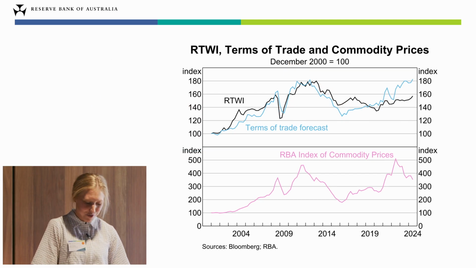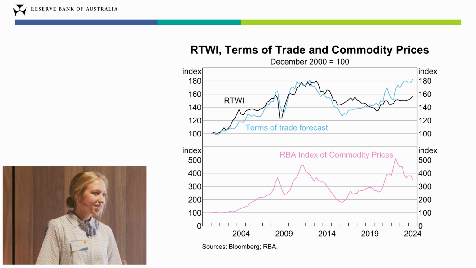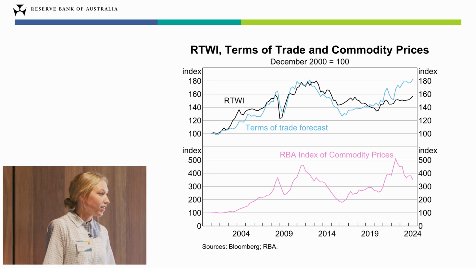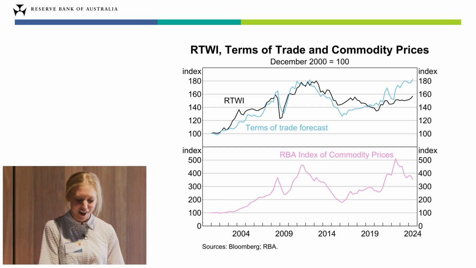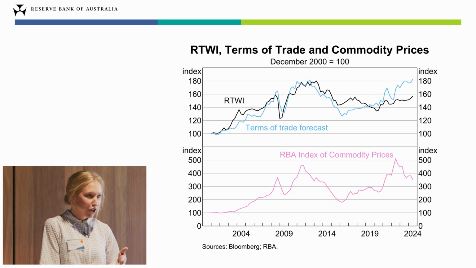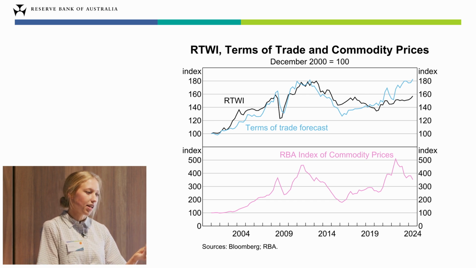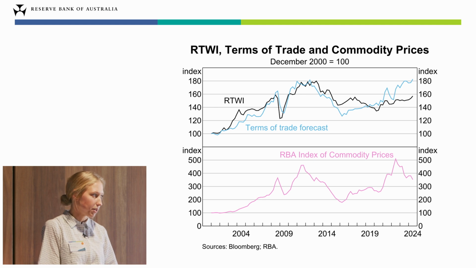So moving on to the terms of trade. Commodities account for a really large share of Australia's exports, and so changes in commodity prices flow through to changes in Australia's terms of trade. If the terms of trade increase, we can purchase more imports for selling the exact same basket of exports, which reflects an improvement in national income and also in our purchasing power.